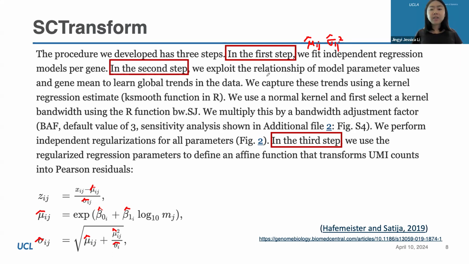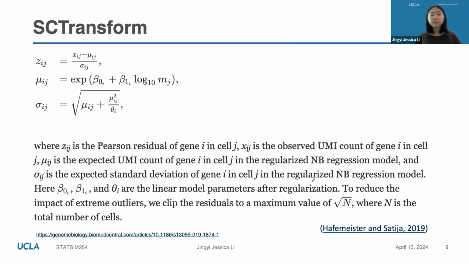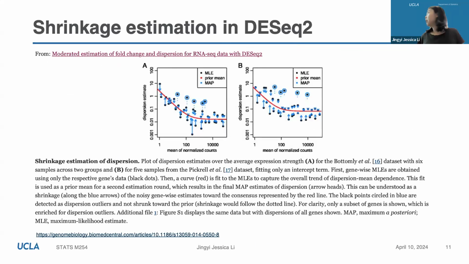But in the second step, they say we explore the relationship between model parameter values and gene mean to learn global trends in the data. We capture these trends using a kernel regression. This is the R function. We use a normal kernel, first select the kernel bandwidth. This is the technical detail about how to fit it. But essentially, the second step is like this. And this is from the DESeq2 paper.